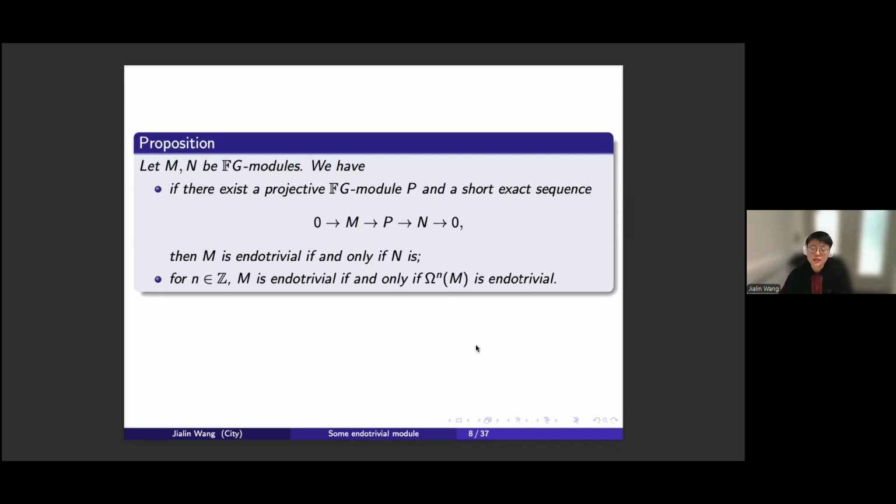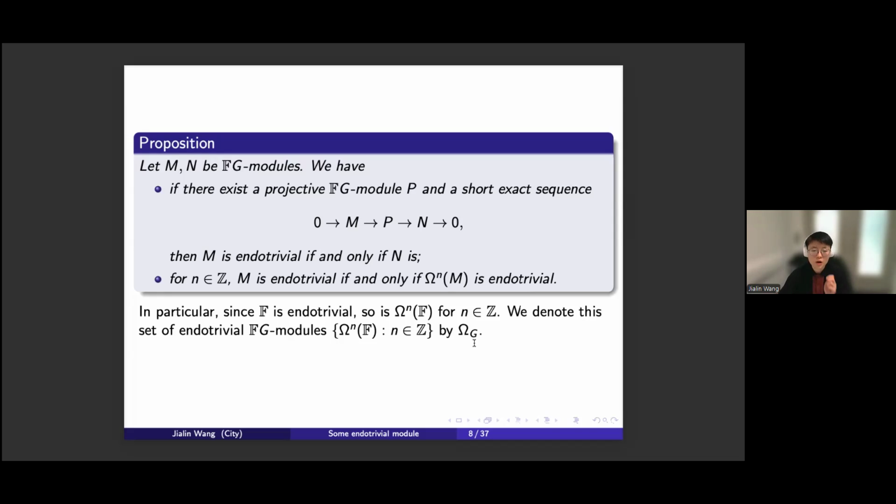And recall that previously we already said that the trivial module F is endotrivial. So we immediately get a family of endotrivial modules, which are the syzygies of the trivial module F. And we denote this family of endotrivial modules by omega G. And this omega G plays quite an important part as well.